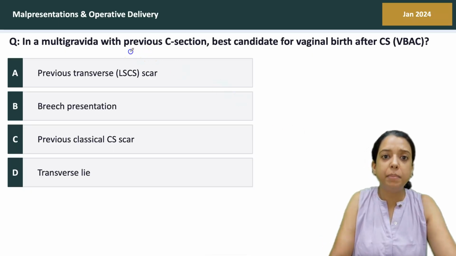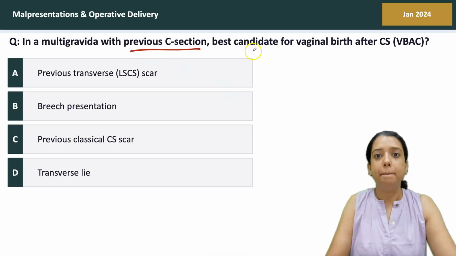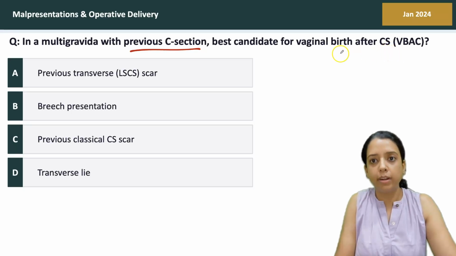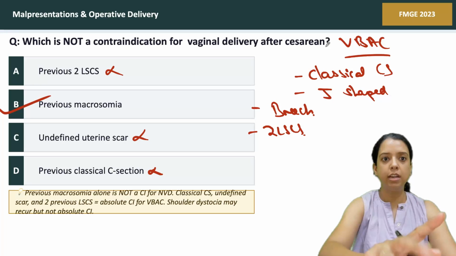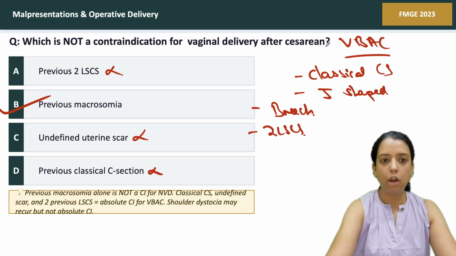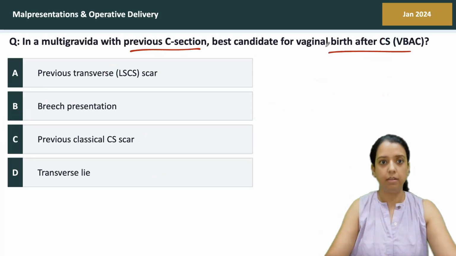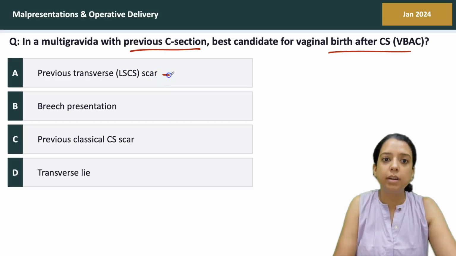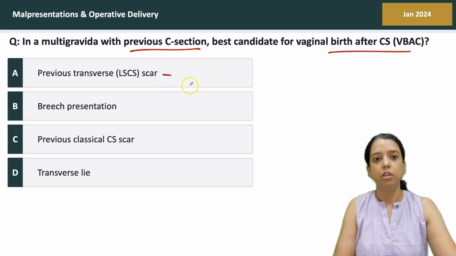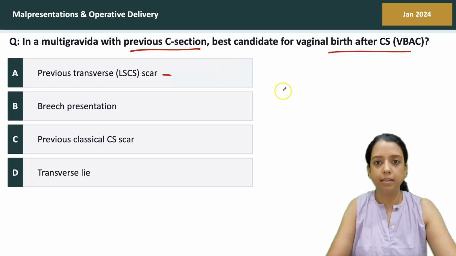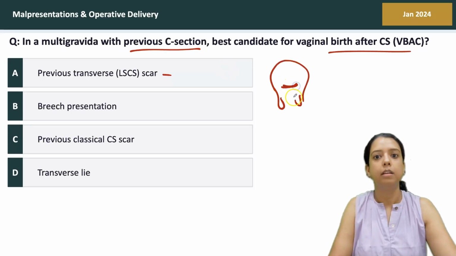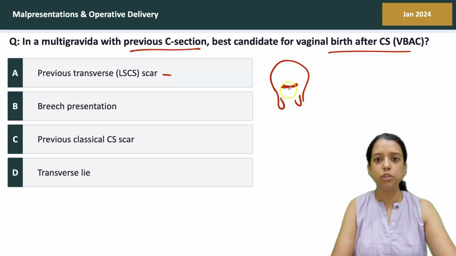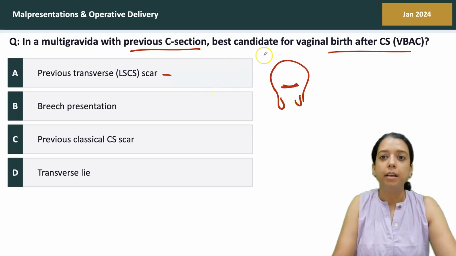A multigravida with previous C-section: again, best candidate for vaginal birth. What is the best candidate for you? Last year, in 2023, they asked which cannot undergo VBAC. Now they ask which can undergo VBAC. Previous transverse scar, so previous was a transverse LSCS scar, something like that. Yes, I can try, definitely. I should know the segment, but yes.